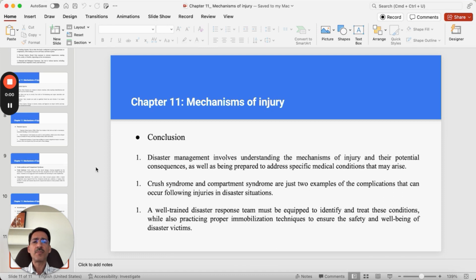Crush syndrome and compartment syndrome are just two examples of the complications that can occur following injuries in disaster situations. A well-trained disaster response team must be equipped to identify and treat these conditions while also practicing proper immobilization techniques to ensure the safety and well-being of the disaster victims.